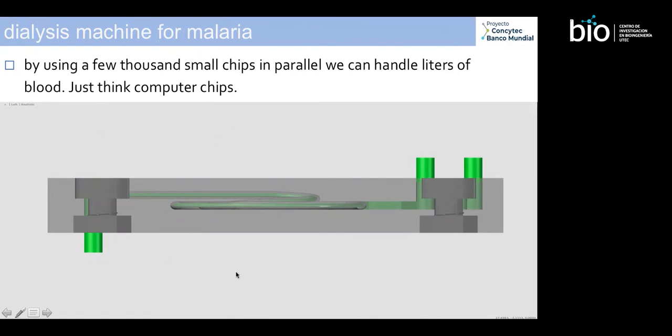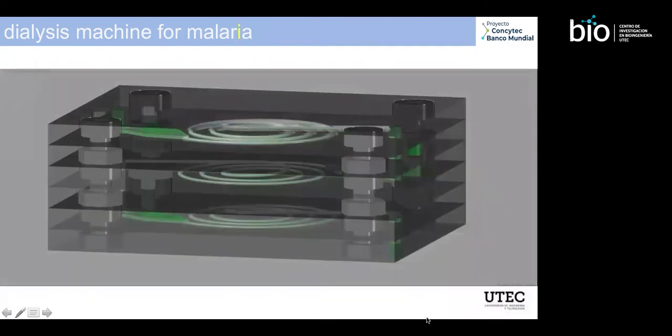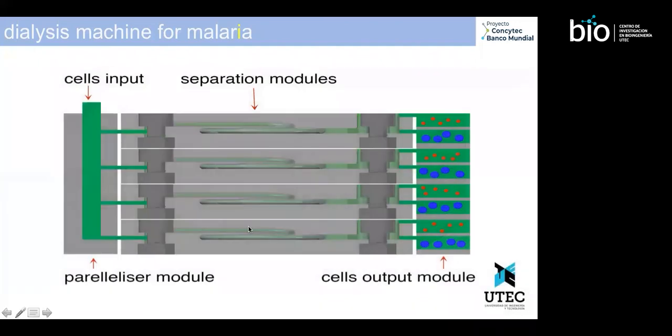We can do the same with microfluidics. We just get a lot of these and put them together, so we can handle the blood. We have this module, we just stack them up, and once they're all stacked up, we can connect them to the cell input, what I call a parallelizer module. We have the separation modules, and then we have the outputs with the different separated fractions, and then we can put them together and put them back into the patient again.